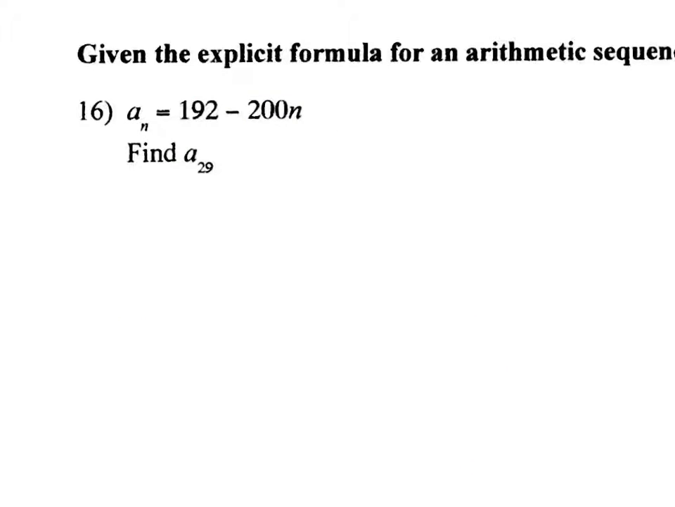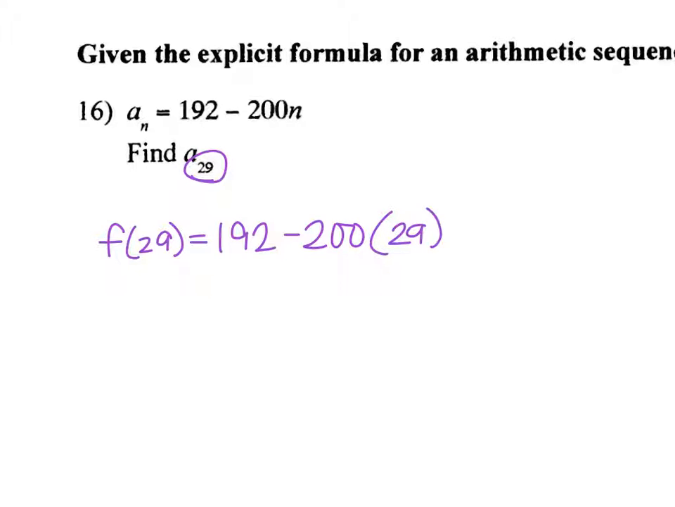All right, so explicit, remember, are easy to work with. If they want us to find the 29th term, that's very simple. I can just plug 29 in. So I'm going to find f of 29 equals 192 minus 200 times 29. All right, that's going to be 192 minus 5,800.